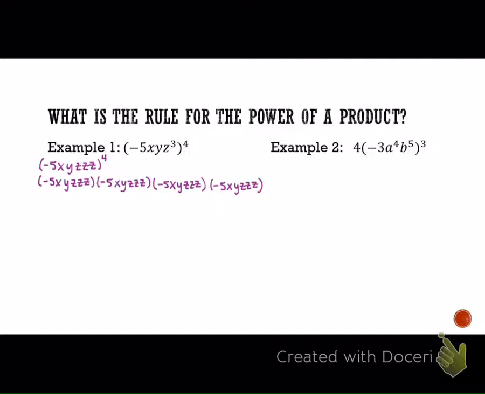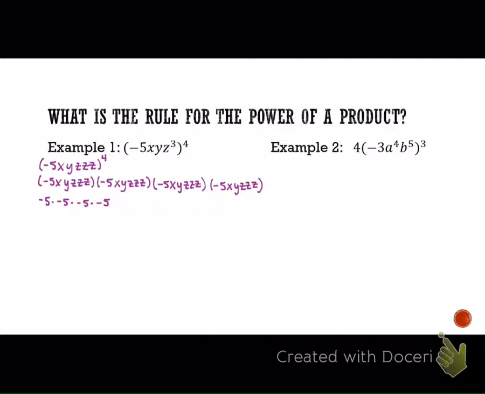All right, so we have those listed out. So what are we going to do with the negative 5, the negative 5, the negative 5, and the negative 5? What do you think we're going to do with those? We're going to continue to multiply them, right? So negative 5 times negative 5 times negative 5 times negative 5. So we're going to multiply those 4 times.